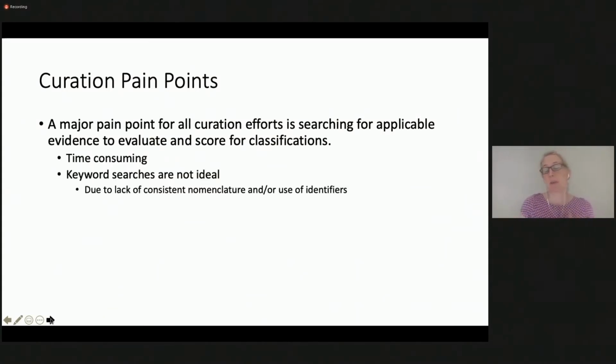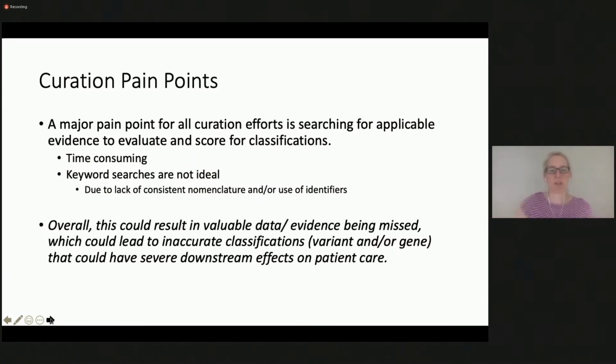What's the other part? Keyword searches are not ideal, right? There's lack of consistent nomenclature, we all know that, or use of identifiers. Gene transcripts and gene names have changed. We know that the way that we give that transcript with HGVS nomenclature also shifts and changes as we get more and more data about where the start and stop of certain genes are. And so this also adds some complexity and difficulty when we think of searching.